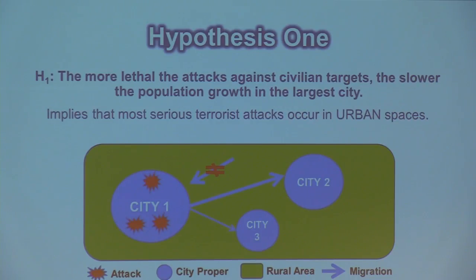So you got your attacks occurring in the cities. This is going to push people to either move to smaller cities that they perceive to be more safe, or move out into the rural areas if there are no other cities to go to. And we account for both in our models. We certainly do. So that's the first one.